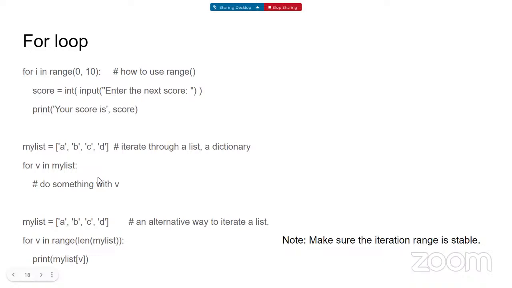And when you write the iteration, you want to make sure this range number of this list should be stable. If it's changing, then it will give you an error. You may find this problem when doing the last question in the assignment.